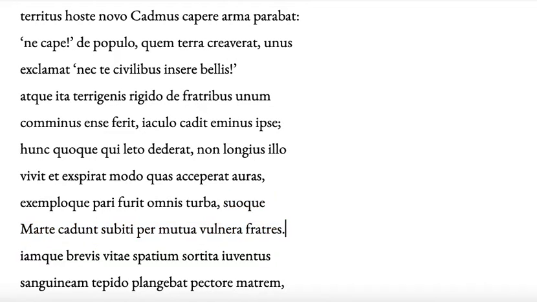And then the next phrase here is this line, Iamque brevis vitae spatium sortita juventus. So, and now, Iamque, the youth, Juventus, like the group of young people, having obtained, sortita. Now, sortita looks like a passive.